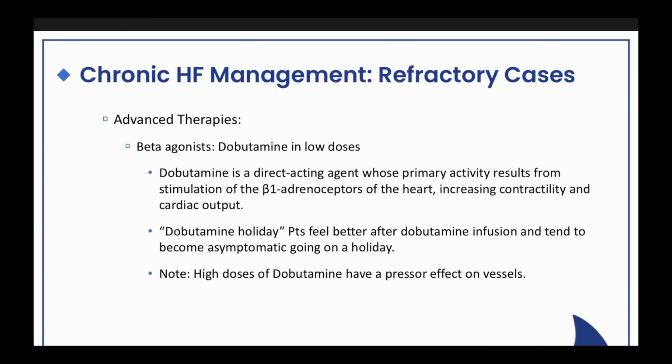Refractory cases. These are the people, you give them all this medicine, they're still not compensating. You can give a beta agonist like dobutamine. So now we're dealing with a beta agonist. So we're going to activate the beta system, not block it. So dobutamine, direct acting agent, primary result, stimulation of beta 1 receptors of the heart, increased contractility and cardiac output.